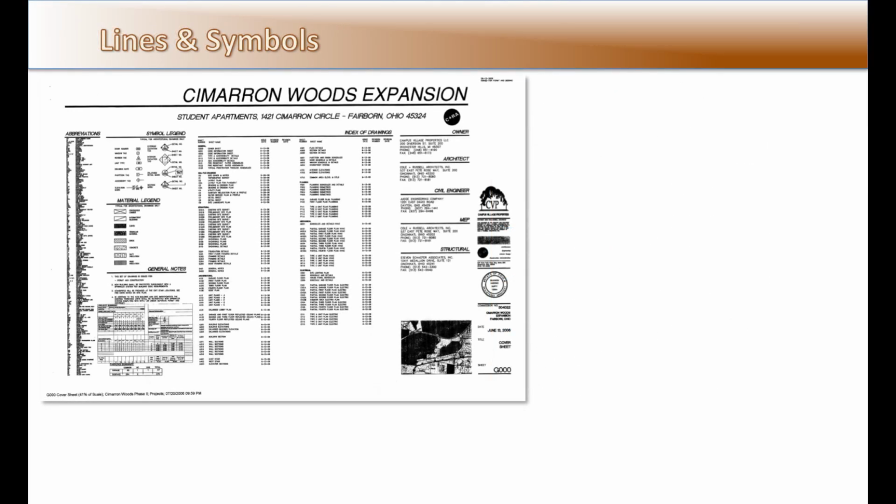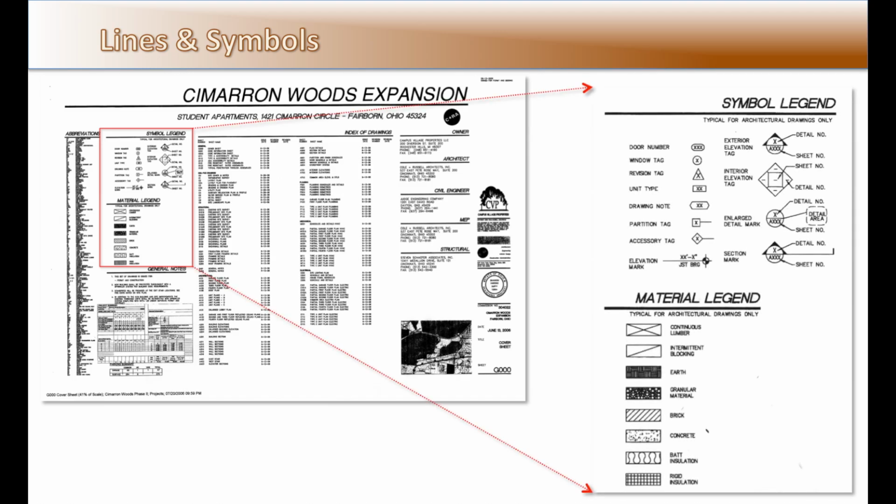In most cases, a legend identifying materials and symbols will be available on the drawings. Material and symbol legends are typically found on the title page in a set of prints.